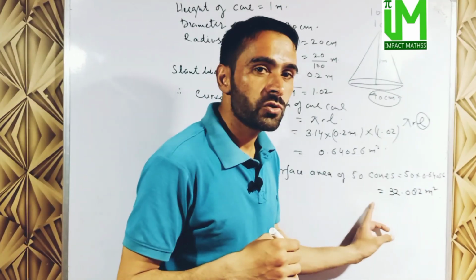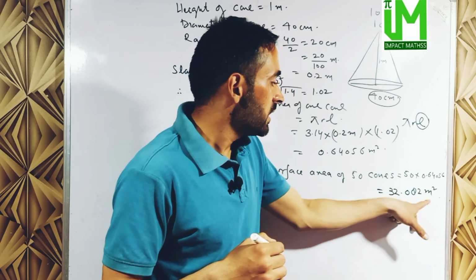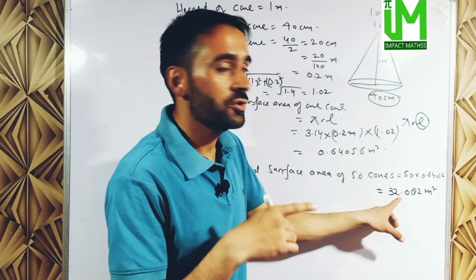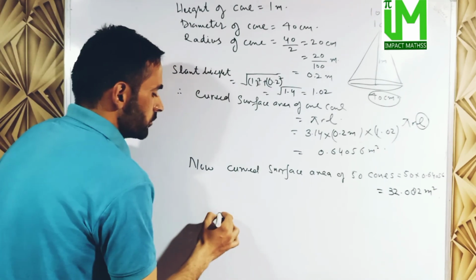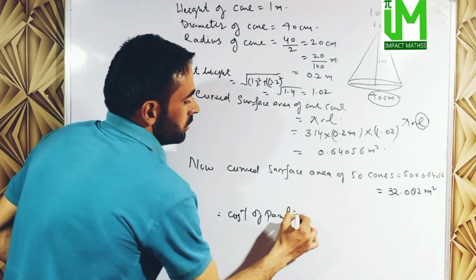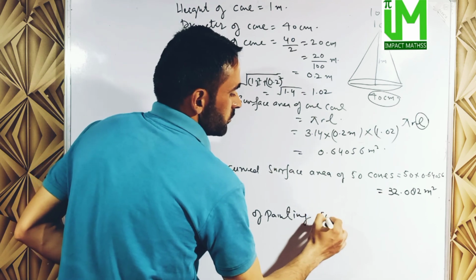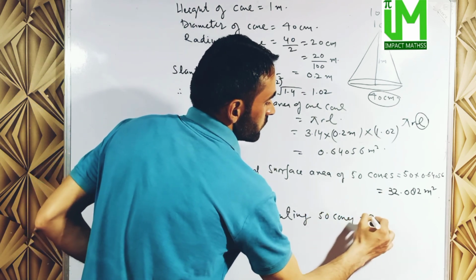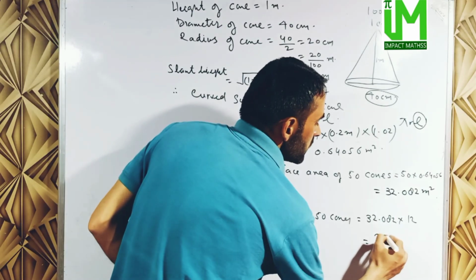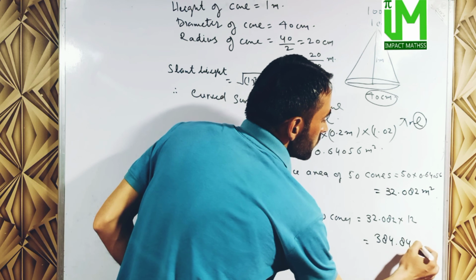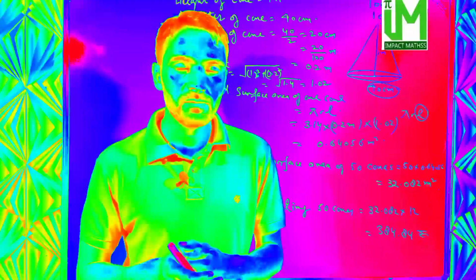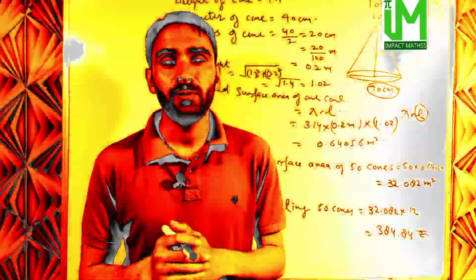Now 1 meter square costs 12 rupees, which means 32.082 meter square will cost 32.082 multiplied by 12. Therefore the cost of painting 50 cones is equal to 32.082 into 12, which is 384.84 rupees approximately. So this ends the exercise part connected with the cone.